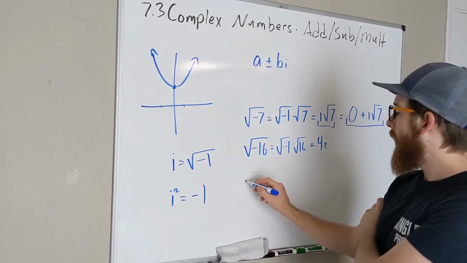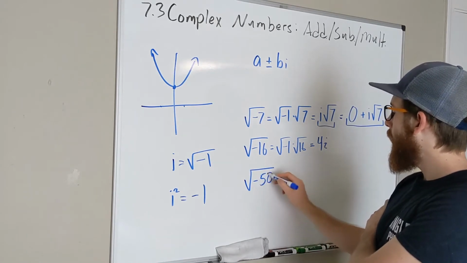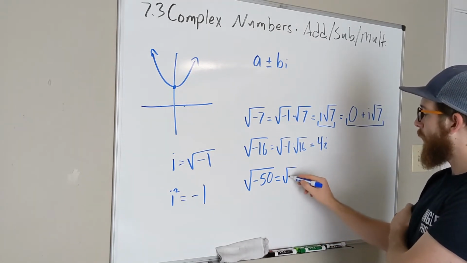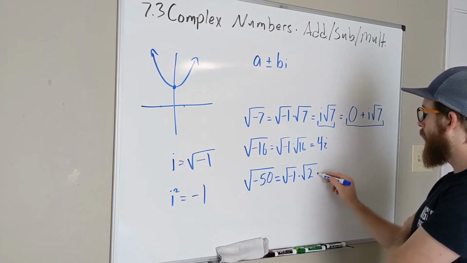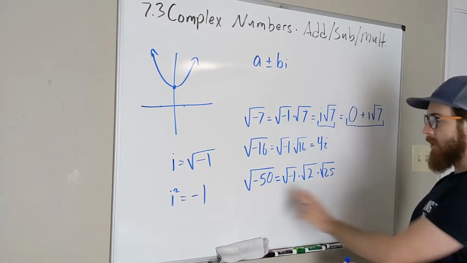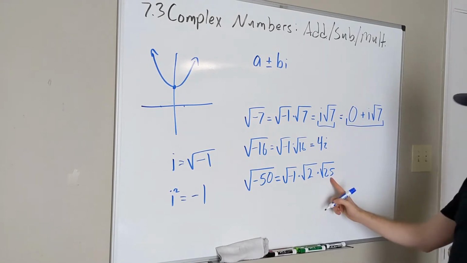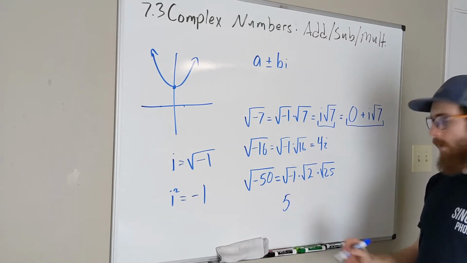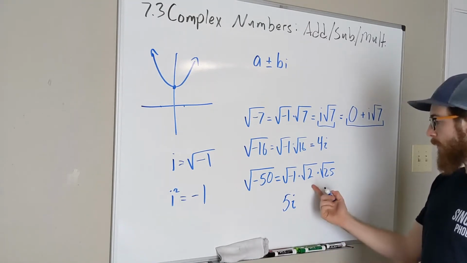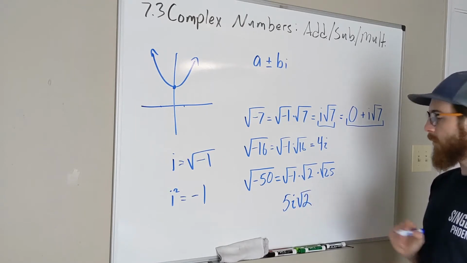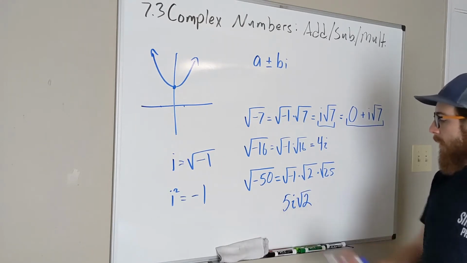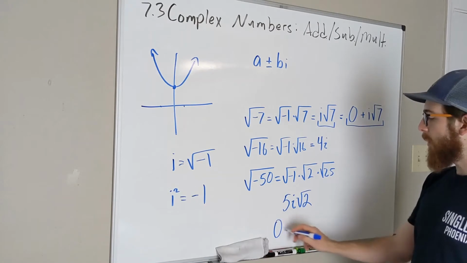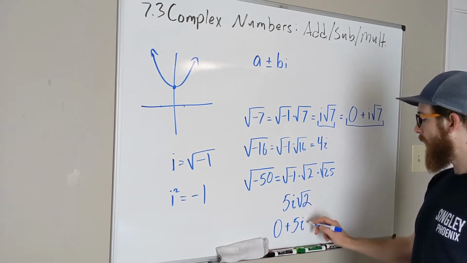Let's do one more. How about the square root of -50? Well, 50 is 2 times 25. So I have the square root of -1 times the square root of 2 times the square root of 25. I just broke 50 down into 2 and 25. What's the square root of 25? 5. What's the square root of -1? i. What's the square root of 2? I don't know, so it's just the square root of 2. So here's the imaginary number. Now, what if I wrote this imaginary number as a complex number? It would be 0 plus 5i square root of 2.